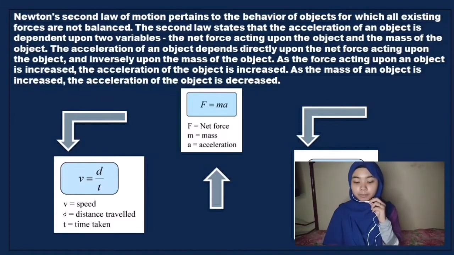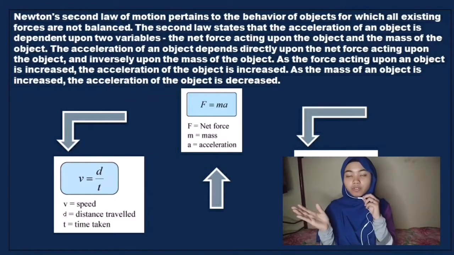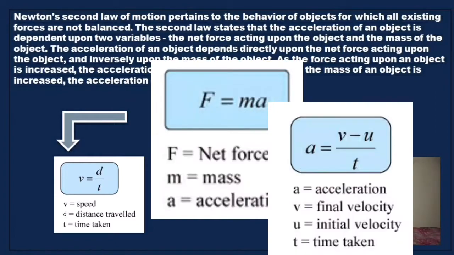As the force acting upon an object is increased, the acceleration of the object is increased. As the mass of an object is increased, the acceleration of the object is decreased. So here is the formula for force, acceleration, and speed.